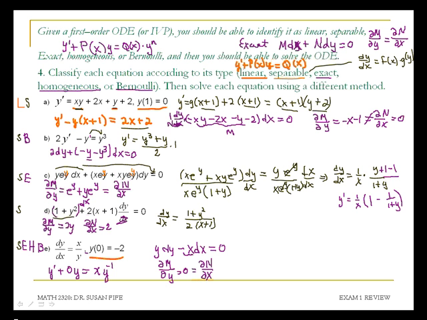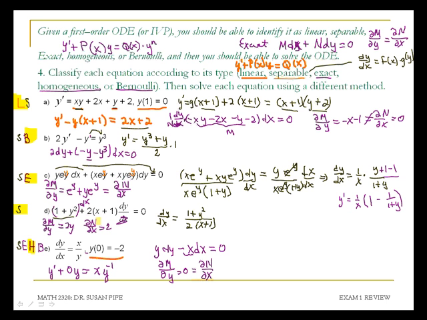So there, Bernoulli. Okay, now the next part is actually solving these, and it says solve each using a different method. So let me get my highlighter out, and we know that this equation D has to be solved as a separable ODE. So that means this C has to be exact, B has to be Bernoulli, A has to be done as linear, and that leaves us with homogeneous for E.